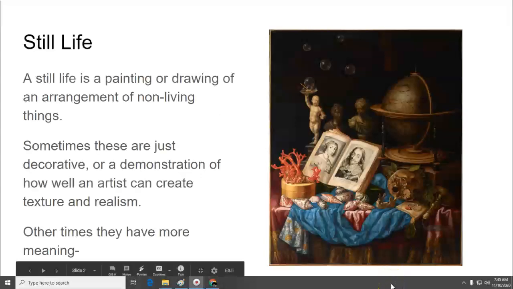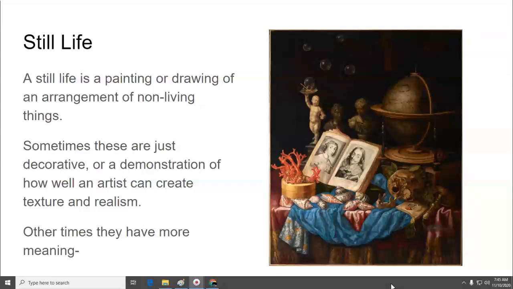So a still life is a painting or drawing of an arrangement of non-living things, and sometimes these are just decorative or they serve as a demonstration of how well an artist can create textures and realism. Other times they have more meaning.